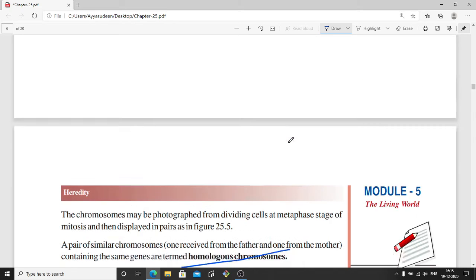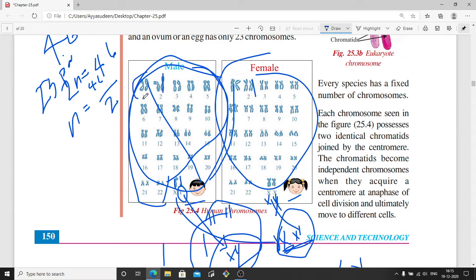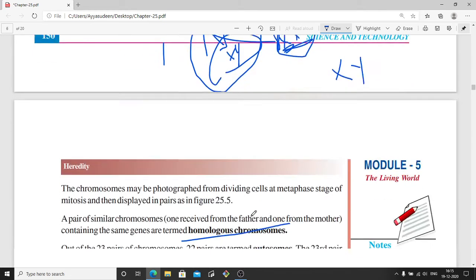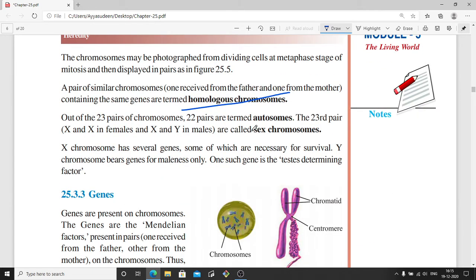These homologous chromosomes, this same identical pair, is what is called homologous chromosomes. So as I told, 22 pairs are called autosomes, and the 23rd pair, XX in females and XY in males, are called sex chromosomes.